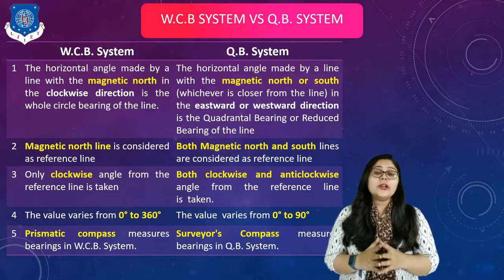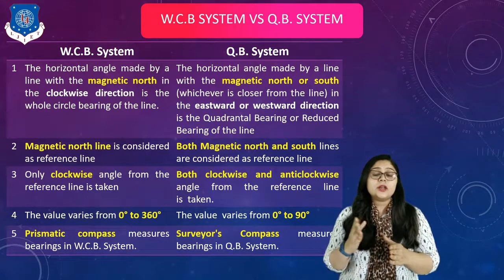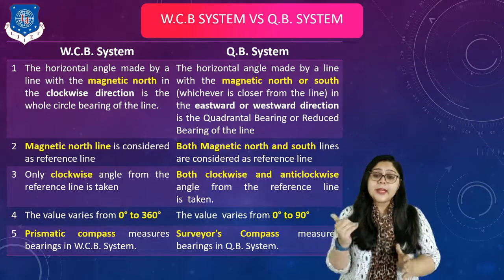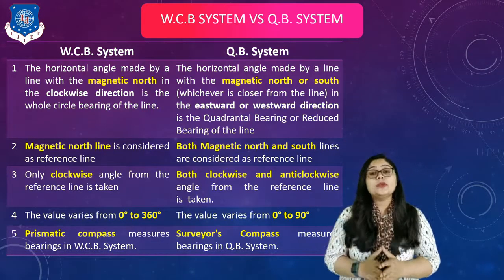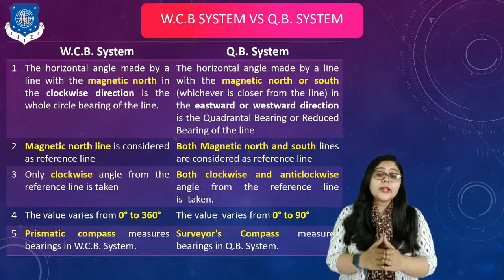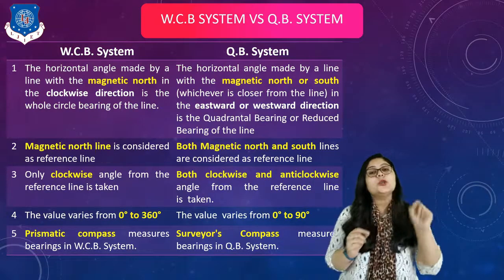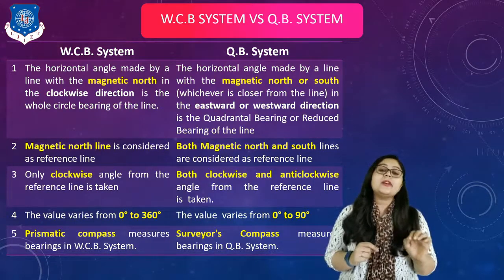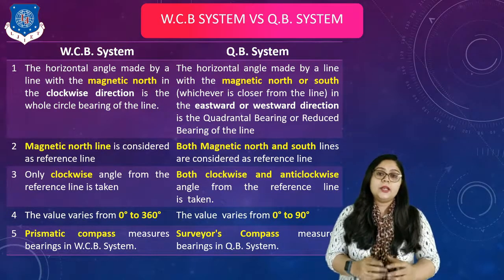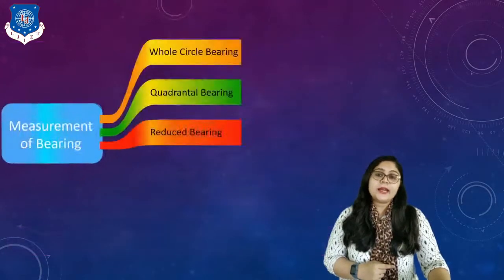While if I talk about the different compasses that we have learned in the previous lecture, that is the prismatic and the surveyor's, I said that in the prismatic compass a WCB system is used and in the surveyor's compass a quadrantal system is used. It means my prismatic compass gives me the angles in the range of 0 to 360 and my surveyor's compass gives me the angle in the range of 0 to 90 degree. So that is the difference between WCB and QB system, right?